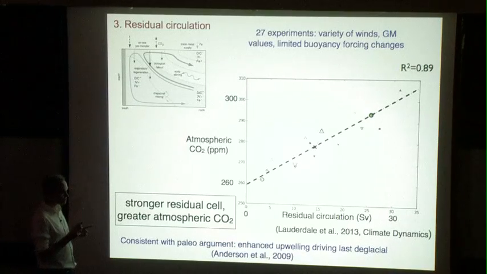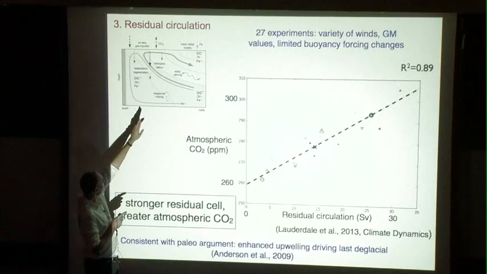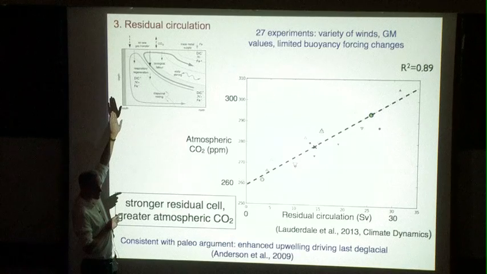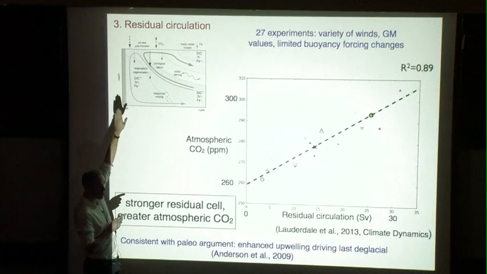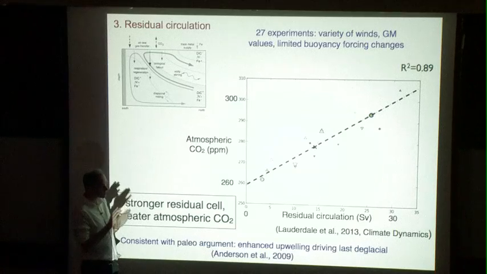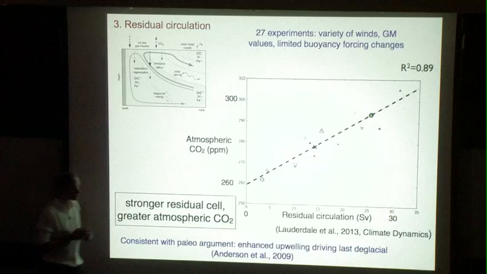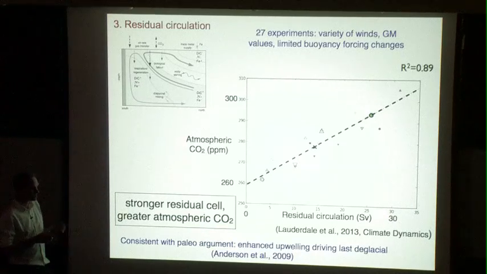John's done it two different ways. So one is the strength of the upper cell. The other is also including a measure of the actual upwelling as well. And you can get slightly different results for some of these relationships. But let's go through that later.